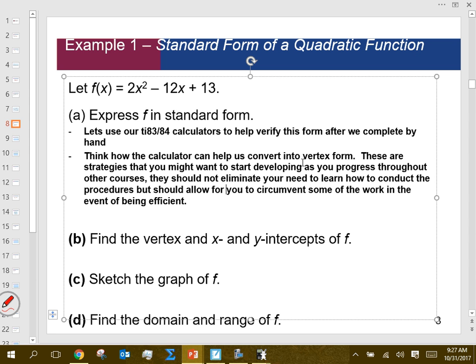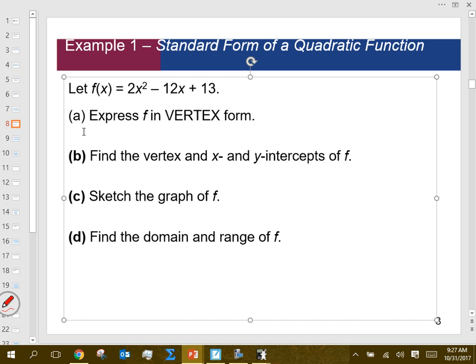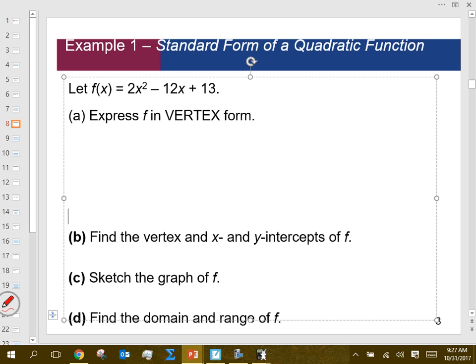This is express f in standard form, or like I prefer to call it, vertex form. Hopefully you recognize now why we call it vertex form. That's the key information that you get from that. I'm going to delete this because we'll get to it, but I want to do it by hand first. Then we'll find all these components of this function by hand and then see what our calculator might help us do more efficiently.